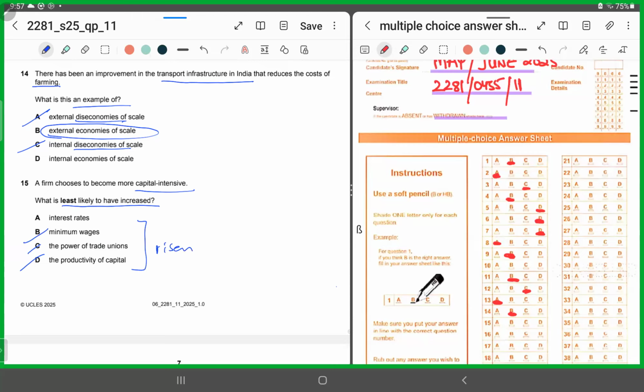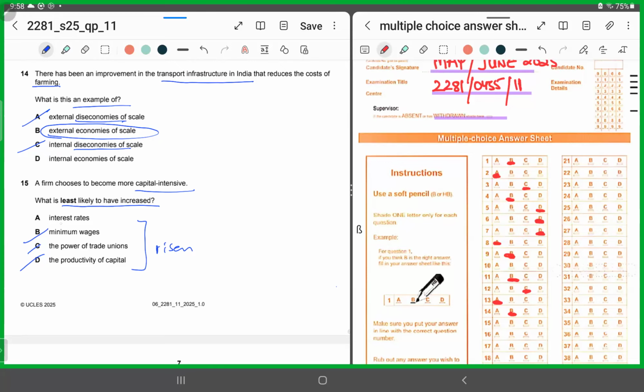That is why you switch towards what? Capital intensive. Minimum wages must have risen, that is why you decided to become automated. Or the power of trade unions must have risen to such an extent that you were forced to adopt automated power plants. Productivity of capital must have improved, that is why you decided to think about using more machines. Why? Because now there is more output per unit of input, productivity has improved.